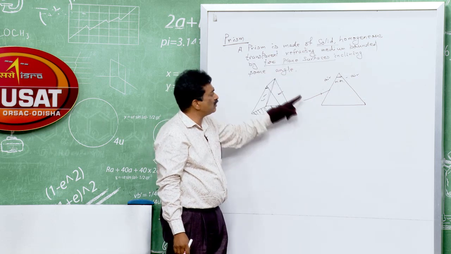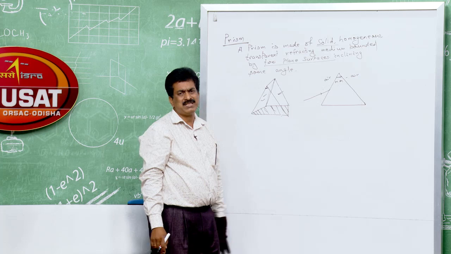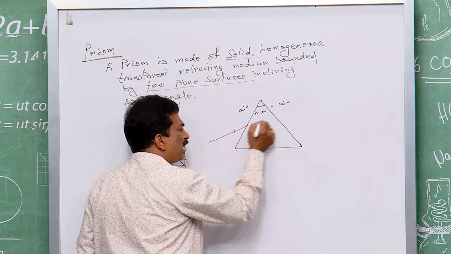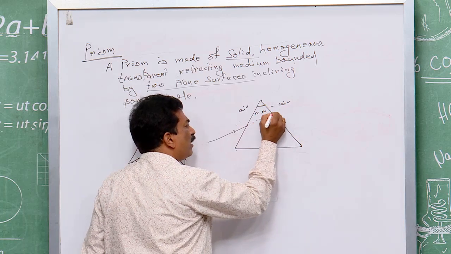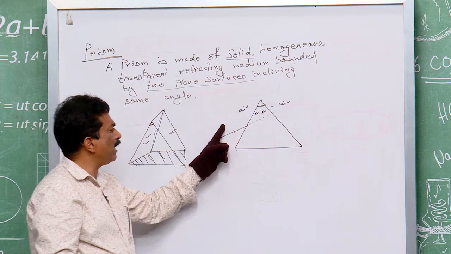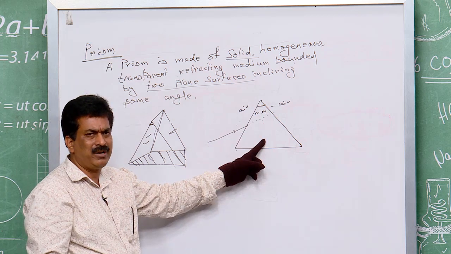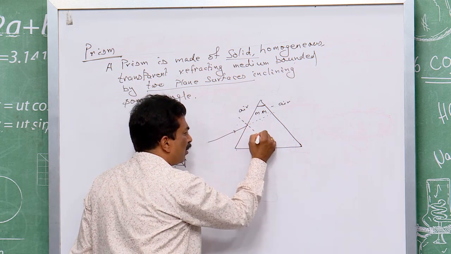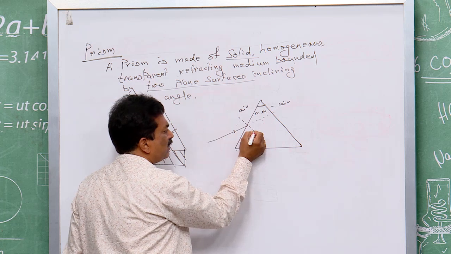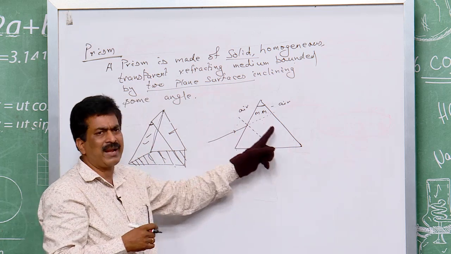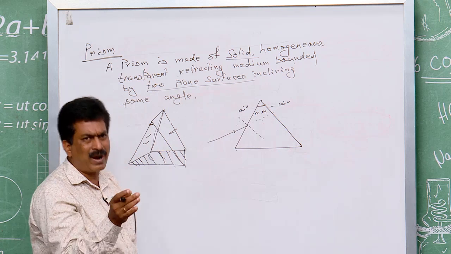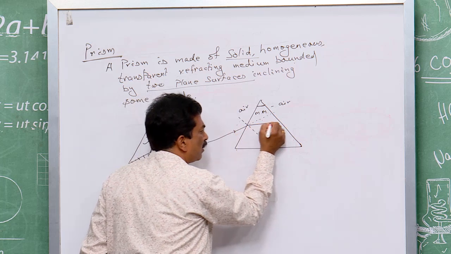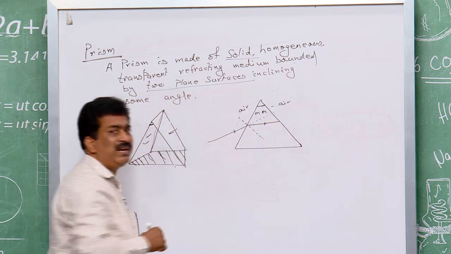Transparent means the ray can easily pass through it. But according to refraction, you know that when a ray is going from one medium to another medium, it will not pass in a straight way, it will bend. Suppose you draw a normal here. This is the incident ray, this is the normal. While it is going from the rarer to denser, it will come towards the normal. Instead of going this way, it will come this way. So this is the refracted ray.